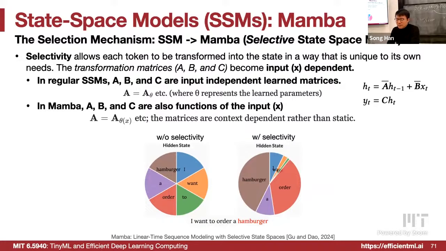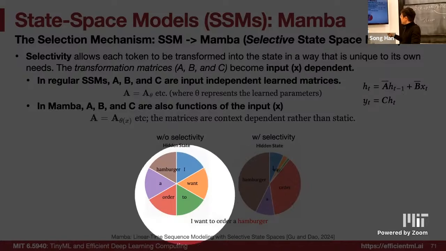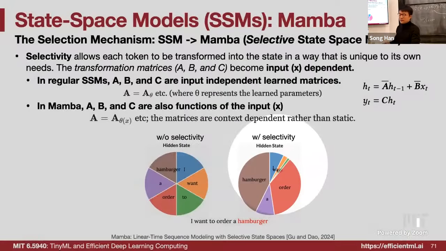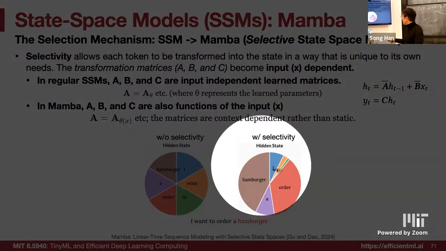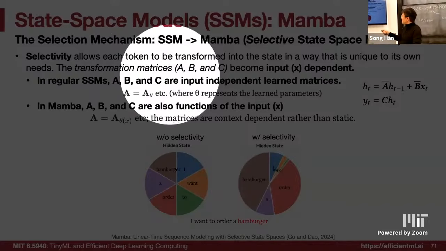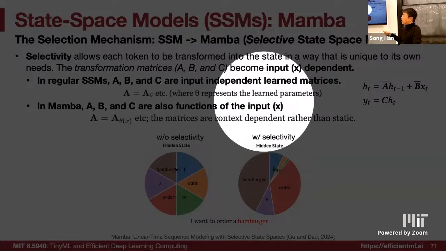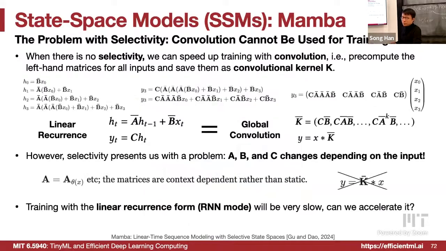And the new work, Mamba, introduced the selective state space model. Without selectivity, different tokens have the same importance. With selectivity, it can allocate different importance to different tokens. Like, I want to order a hamburger. Hamburger is given a lot of importance. That is achieved by tweaking A, B, C and making them input dependent. So these A, B, C matrices are also functions of the input X. That creates a problem.